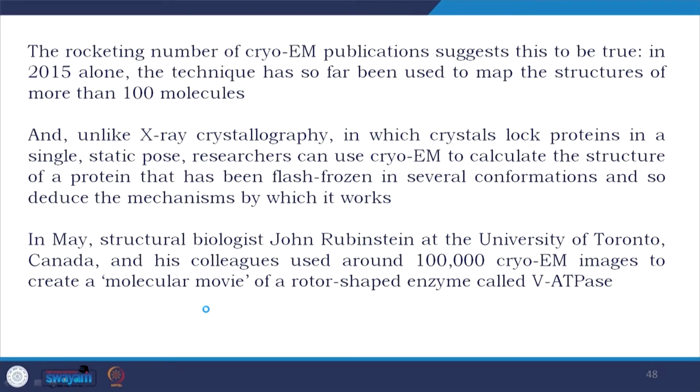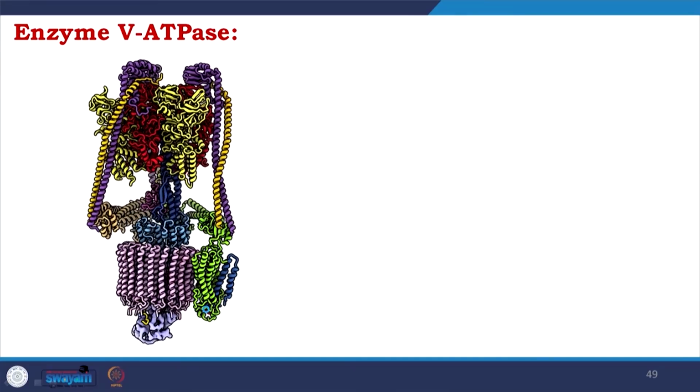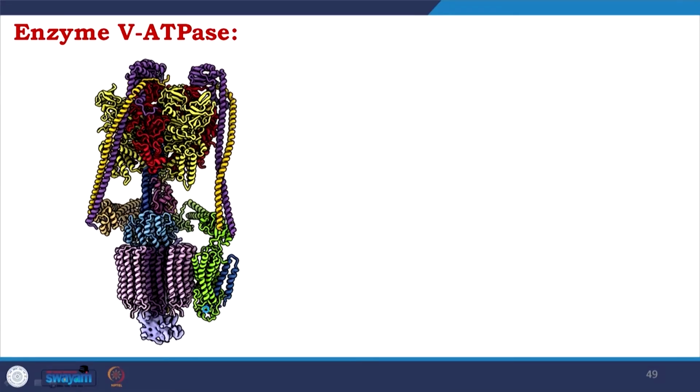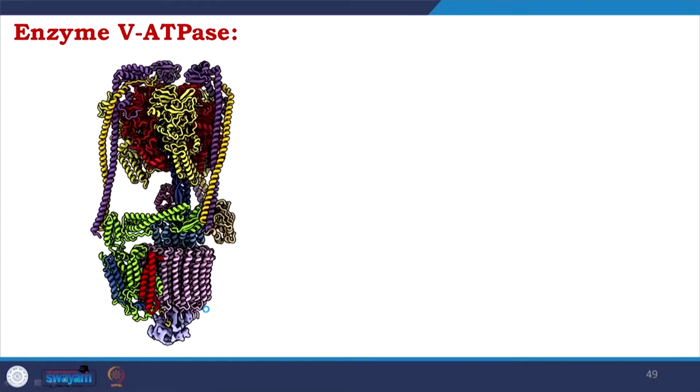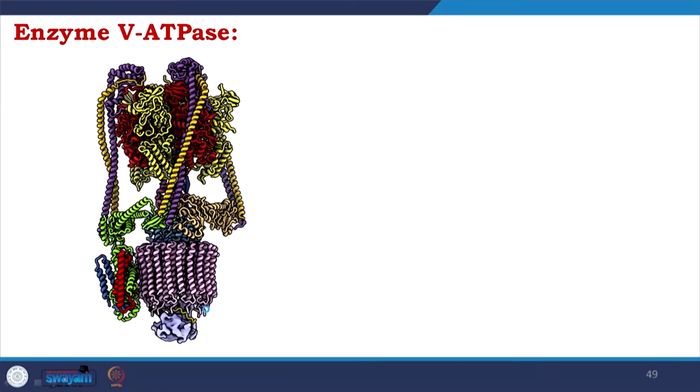In May, structural biologist John Rubinstein at the University of Toronto and his colleague used around 100,000 cryo images to create a molecular movie of a rotor-shaped enzyme called V-ATPase. So, this is the enzyme V-ATPase, and this is the molecular movie you are looking at, developed by taking 1 lakh micrographs. So, it is not only a 3D development now, it is 3D movement that is also added here in the technique of cryo-electron microscopy, giving us more understanding.